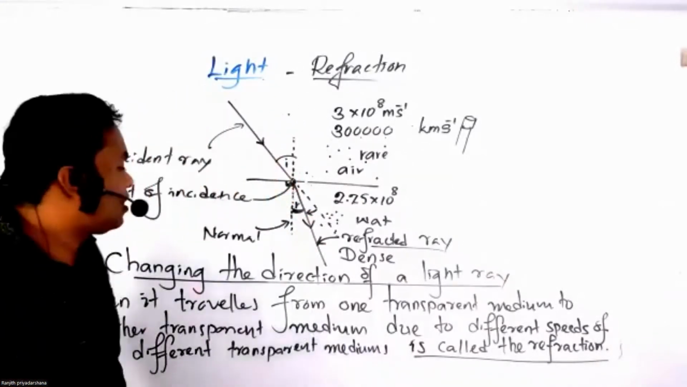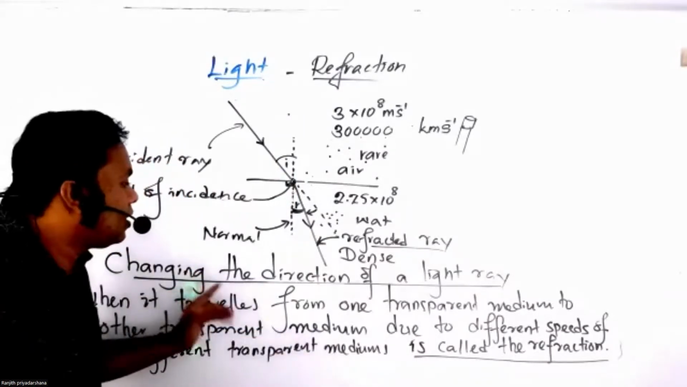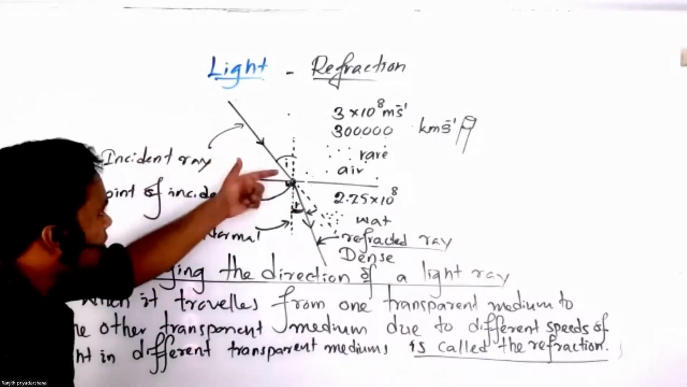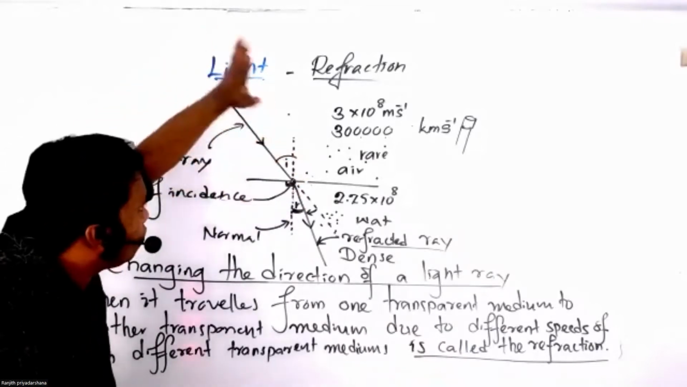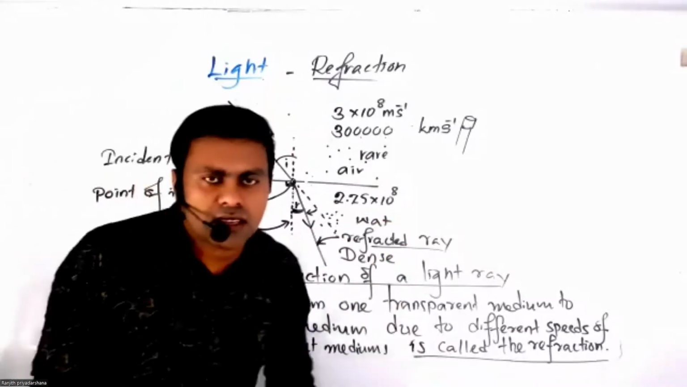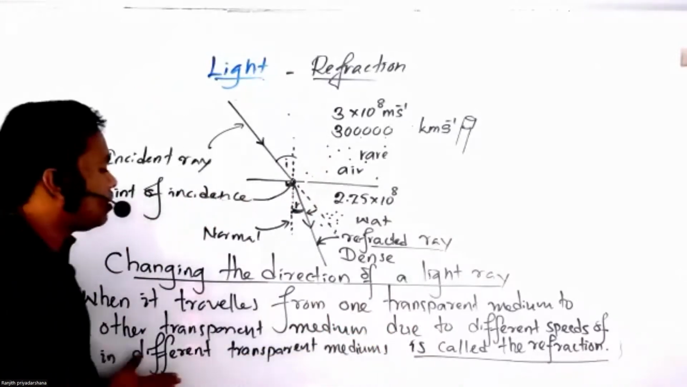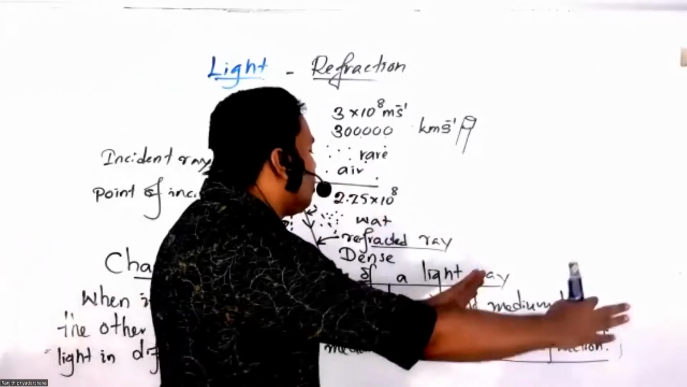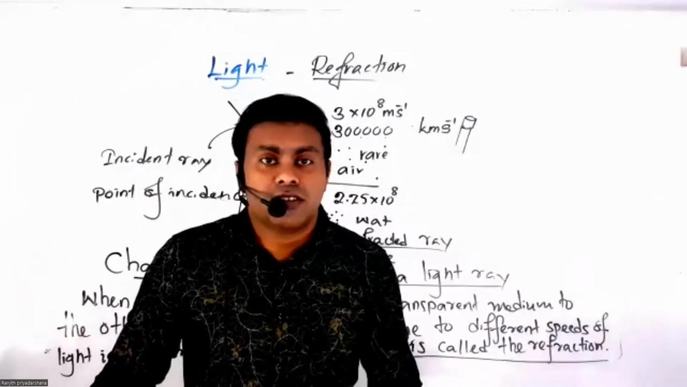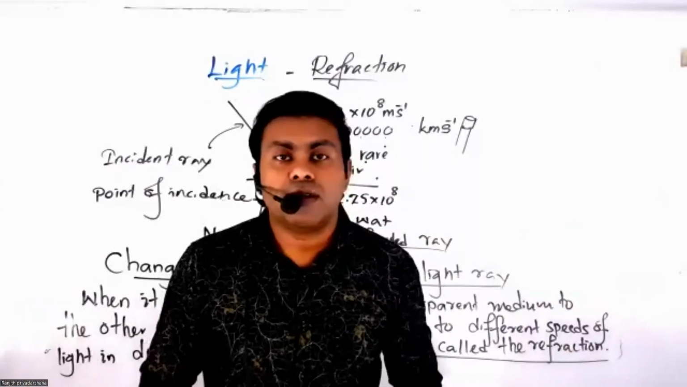Now, including that, let's say it again. Change in the direction of a light ray is called the refraction. Change in the direction of a light ray when it travels from one transparent medium to another transparent medium. Why? Due to the different speeds of light in different transparent mediums is called the refraction. There, a complex sentence is formed. That's simple actually, but that simple sentence is modified by a number of modifiers.